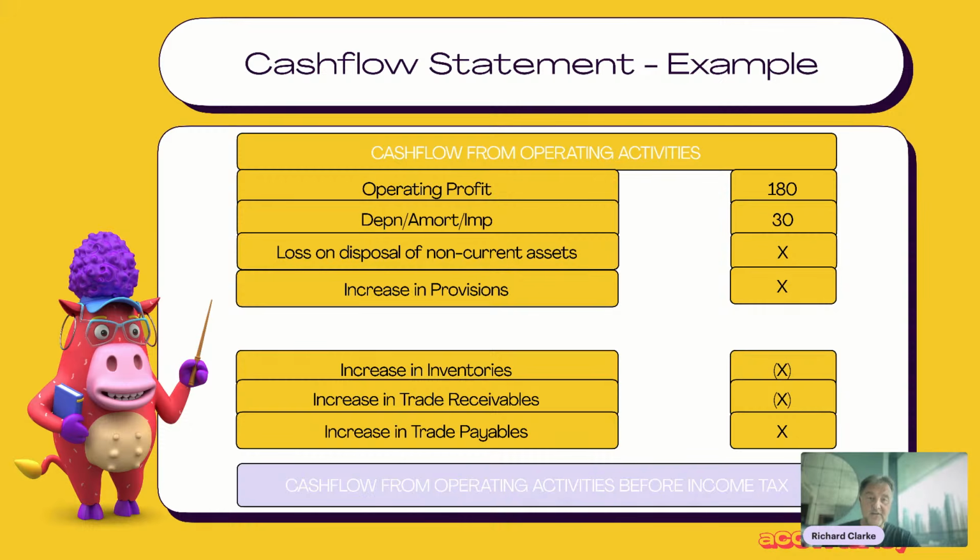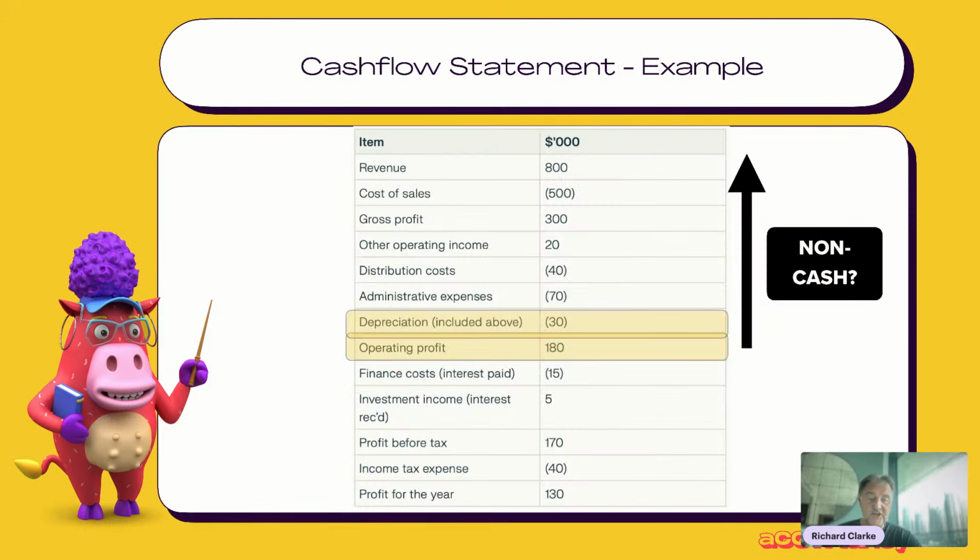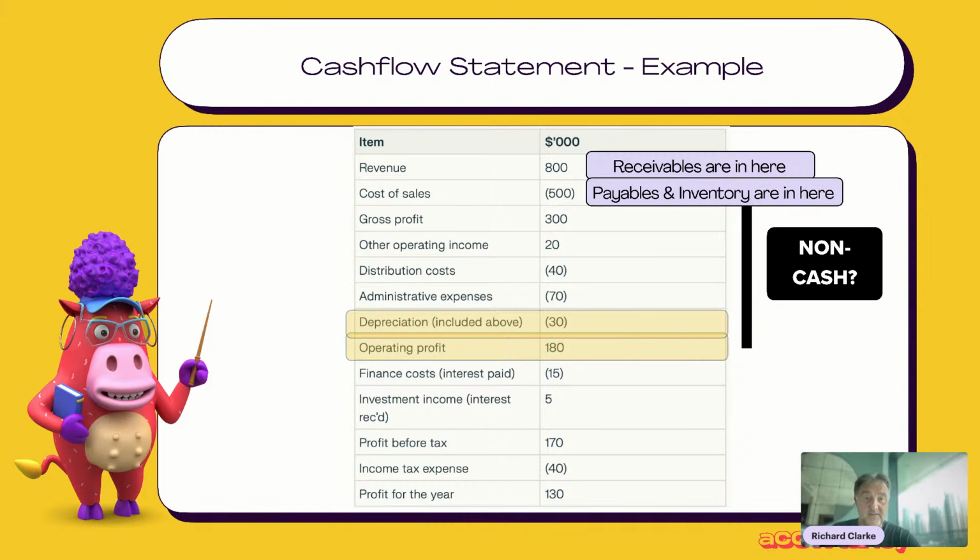So now we think to ourselves, right, let's have a look at the inventories, receivables and payables. Now, I said to you, we're adjusting for everything above operating profit that's not cash. Well, where's receivables, payables and inventory here? Well, receivables is debit receivables, credit revenue. Inventory is debit cost of sales, credit inventory, and payables is debit cost of sales, credit payables. So the receivables, payables and inventory are effectively in there, and they're all non-cash.